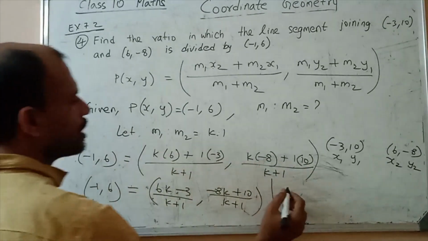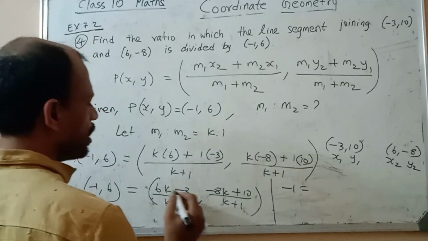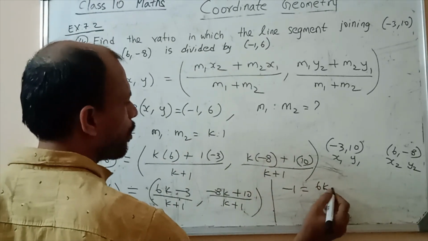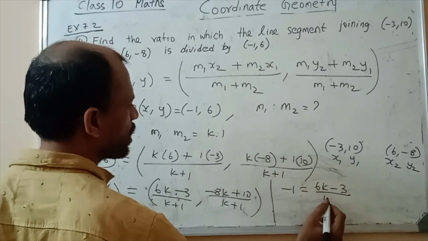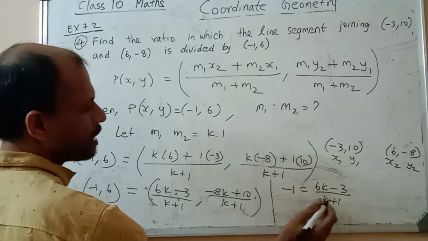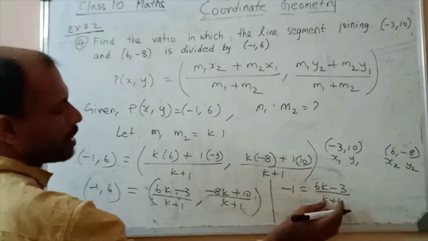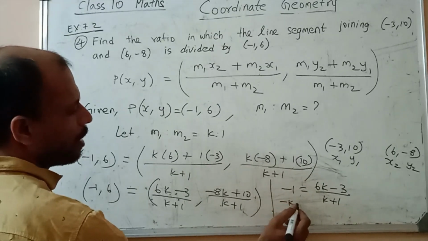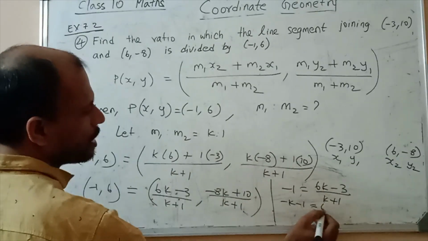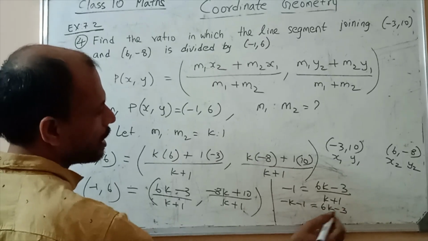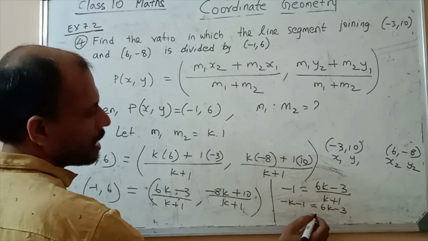So minus 1 is equal to 6k minus 3 divided by k plus 1. So cross multiply it, k plus 1 into minus 1. If you multiply with minus 1, everyone will change sign. So minus k minus 1 is equal to 6k minus 3. Now take minus k that side.